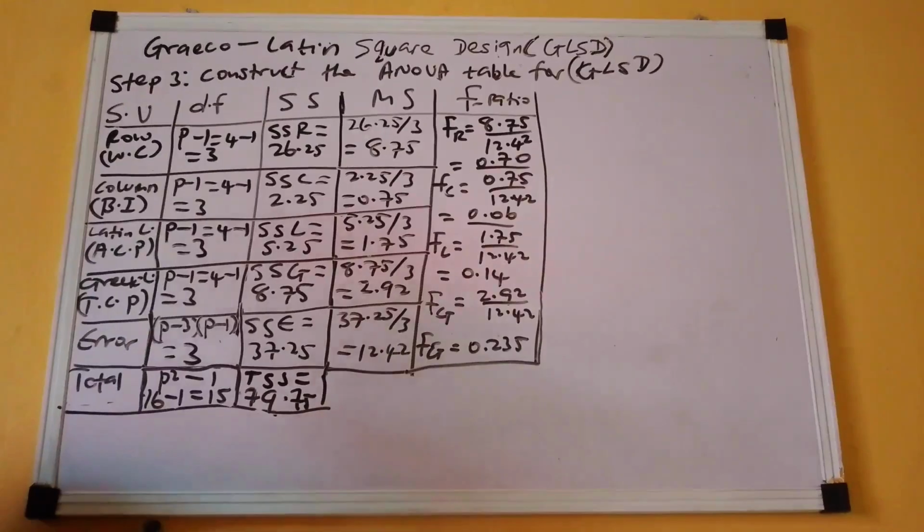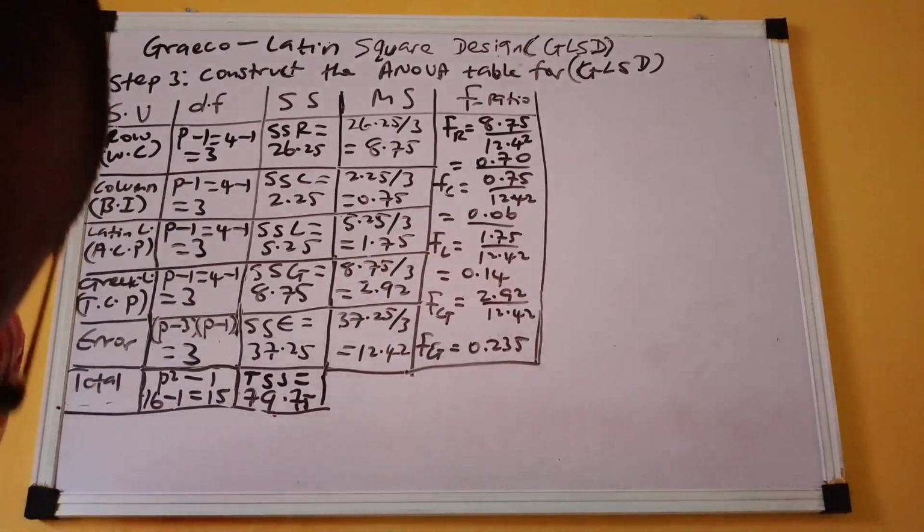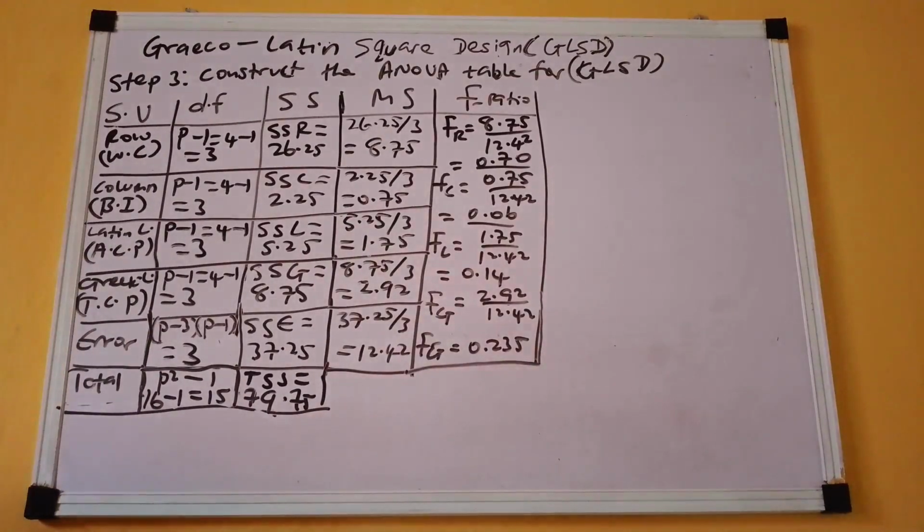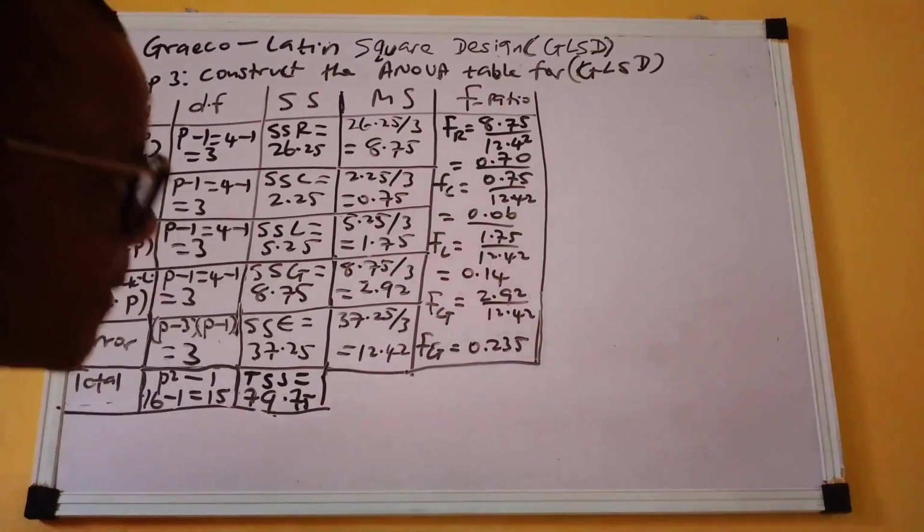So you can see here now that we have 4 F ratios. One for the rows, that is the weather condition. One for the column, that is the block industries. One for the Latin letters, that is the IO cement products. And one for the Greek letters, that is the Toons cement products. That is what we have there.